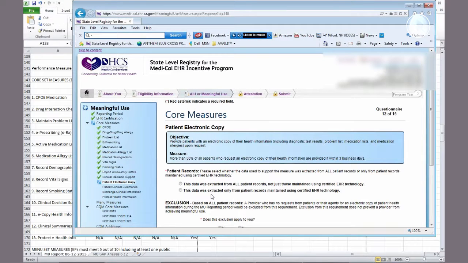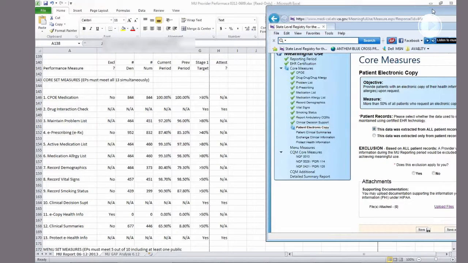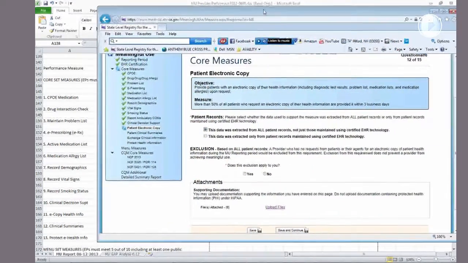The measure for patient electronic copy also asks whether the source of the data is from the EHR only or from the EHR and additional sources such as paper. The exclusion is for a provider or his agent who did not receive any patient requests for a copy of the electronic health information during the meaningful use reporting period. Looking at the meaningful use report, the exclusion applies to this provider.